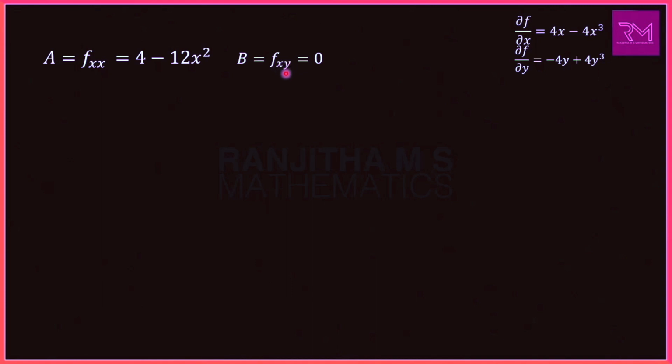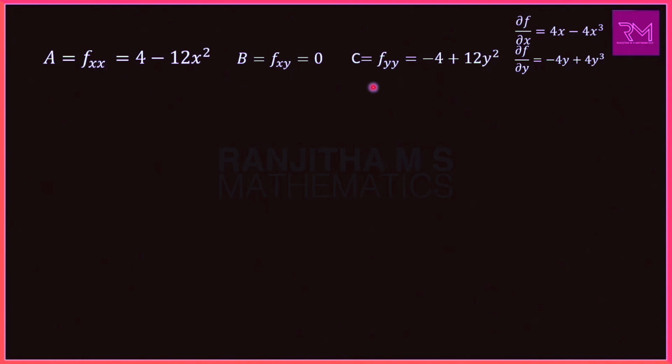That means del square f by del x del y. That means you have to differentiate del f by del x with respect to y partially. Here there is no y term. Hence, we get b value as 0. Similarly, c is fyy, that is del square f by del y square. That is, we have to differentiate del f by del y again with respect to y partially. Hence, we get minus 4y differentiation is minus 4, plus 4 into differentiation of y cube is 3y square. Hence, we get 4 into 3 is 12y square.